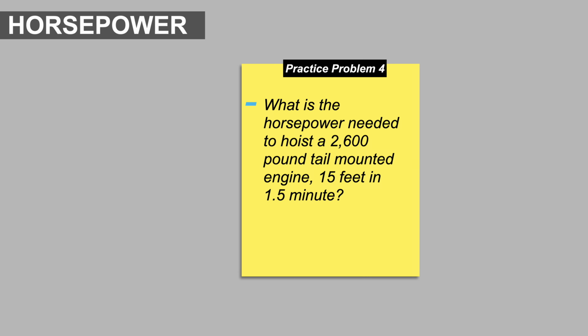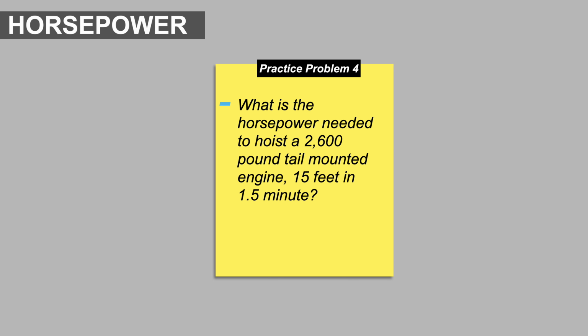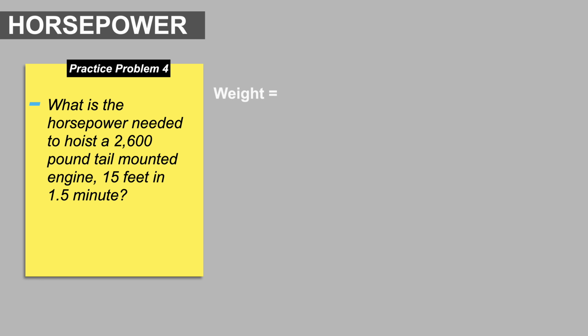What is the horsepower needed to hoist a 2,600 pound tail mounted engine 15 feet in 1.5 minutes? Before we get started on this problem, let's first identify some key variables. These variables are engine weight, engine height, and time. Engine weight is equal to 2,600 pounds. The height at which the engine would be lifted to is 15 feet. The time it would take to lift the engine 15 feet is 1.5 minutes.